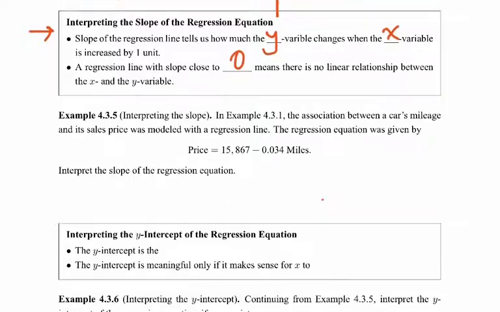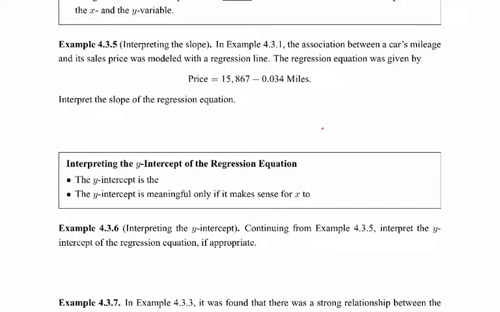Let's go back to this example we had earlier. We were talking about the miles on a car versus the sales price. And thinking about this a little bit more, I actually think this comma should have been a decimal. So I'm going to make this a decimal, and I think that'll fix the issue with the units I was talking about earlier. So 15.867 minus 0.034 miles. The association between a car's mileage and sales price was modeled with the regression line, and here's the equation.